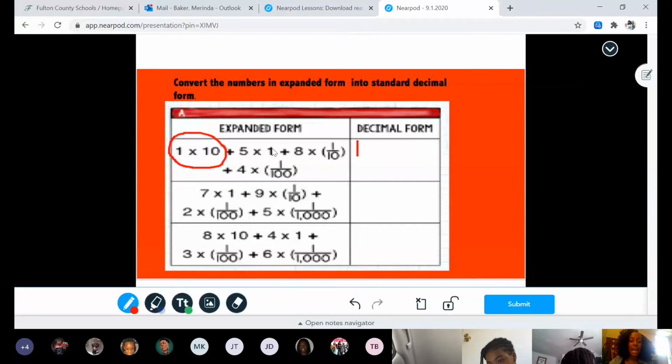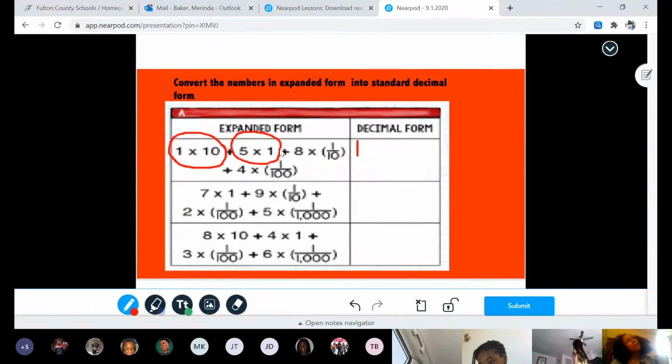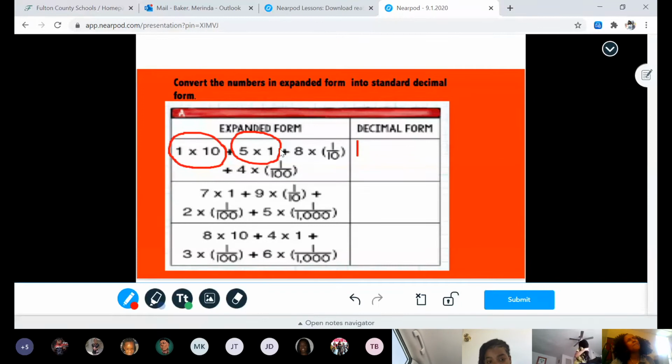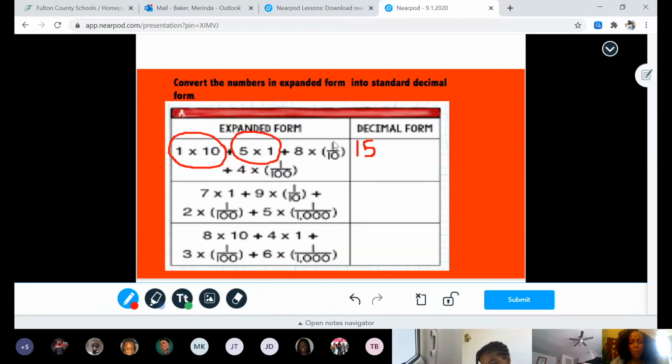All right, next I have 5 times 1. So 5 times 1 is 5. That means I have 5 ones. So that means that I will have to put a 5 in the ones place. Okay. But then I have 8 times 1/10. And I know that 8 times 1/10 equals 8/10. So that means that I need an 8 in my 10ths place.